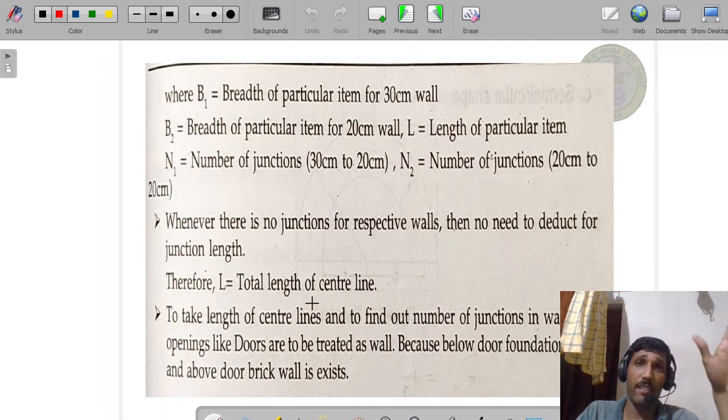Below the foundation level, the plinth level, there are foundations. Above the basement, it is an opening or window etc. Then under that circumstance, where there is no wall, you don't consider it like that. You have to consider it as a junction.